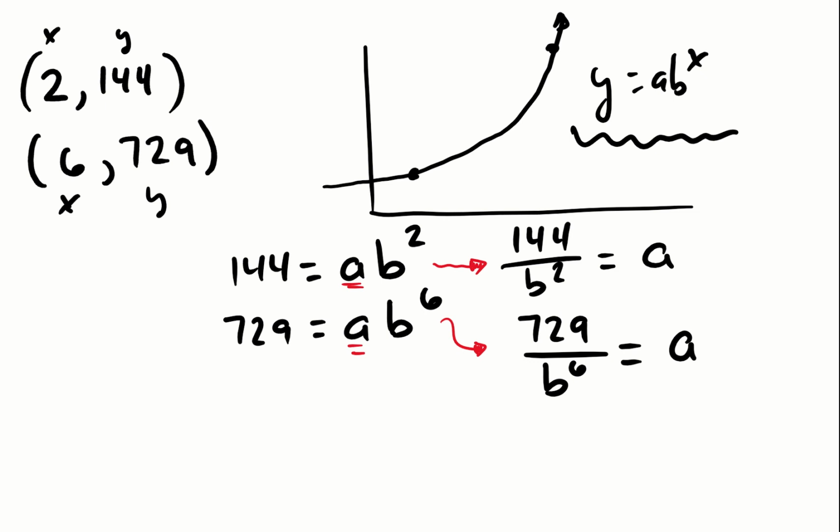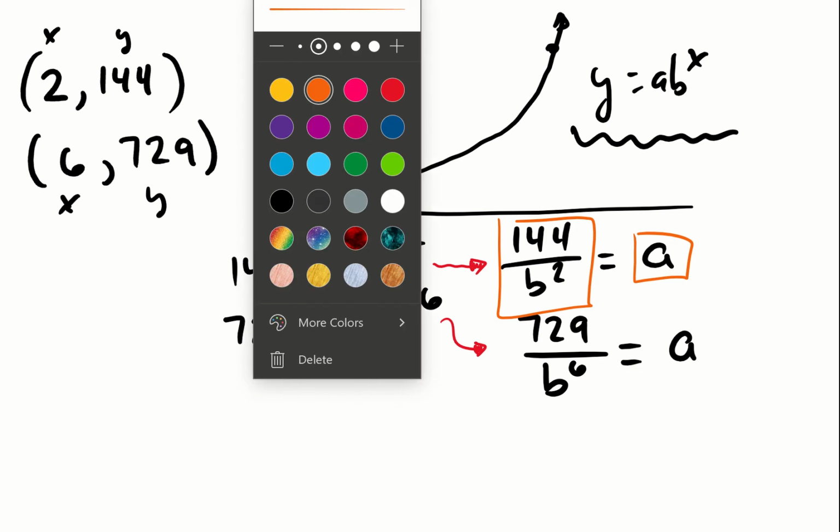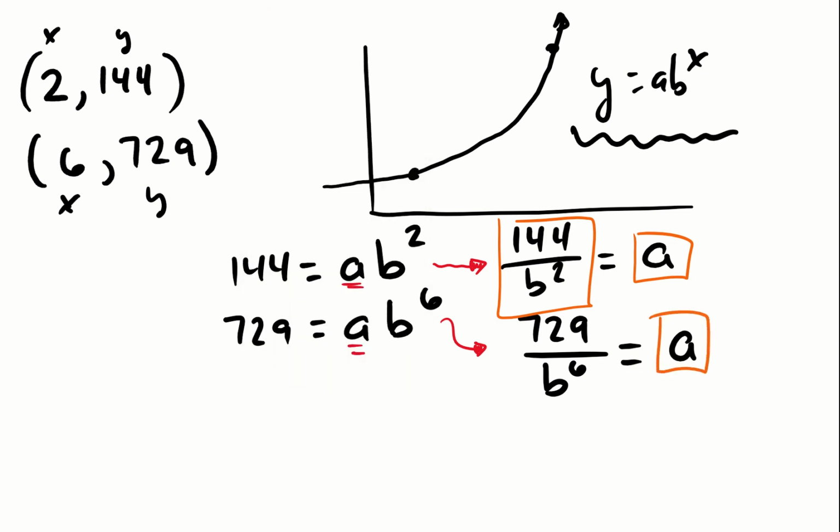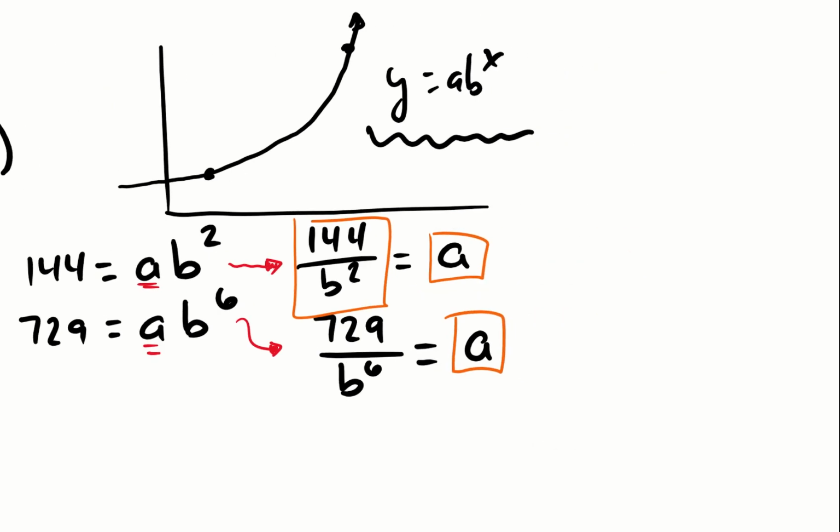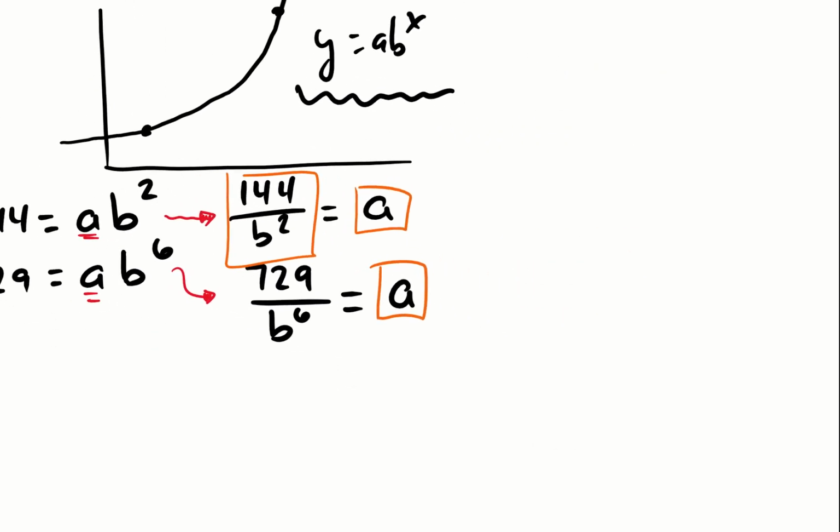What I have now is a situation where I could do, you can think about it as substitution, right? The top equation tells me that a is 144 divided by b to the 2nd power. I can replace a in this second equation with this value of a from the top equation. You can also think of this as the equal values method. Since a is equal to itself, we can set these two expressions equal to each other. I'm going to choose to think about it as rewriting it by doing this substitution for a.